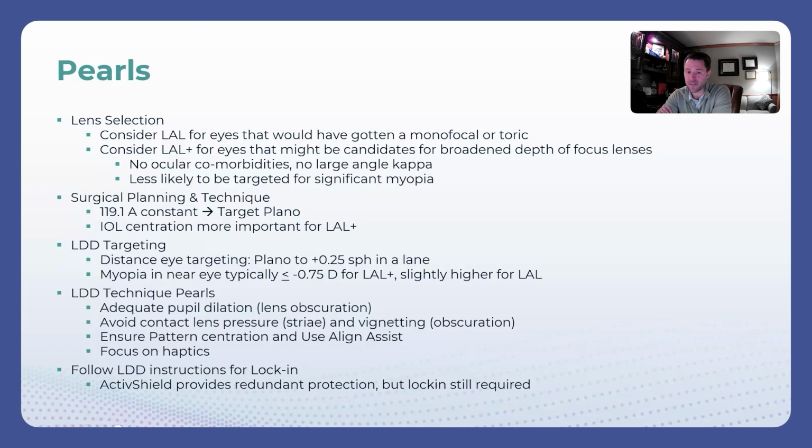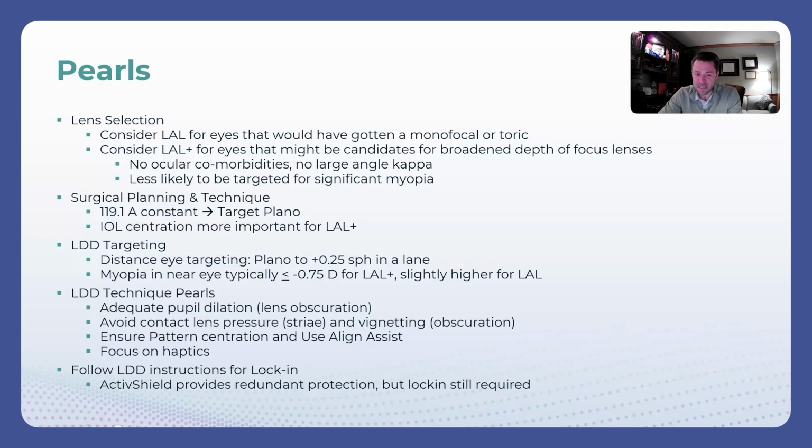Now, in the myopic near eye, just like I mentioned, we don't have to go that far. So with the LAL plus, -0.75 on average, I wouldn't go much more than -1, -1.25 seldom. But with the LAL, you can be a little more comfortable going a little farther. You may have to, to get that patient's desired visual outcome.